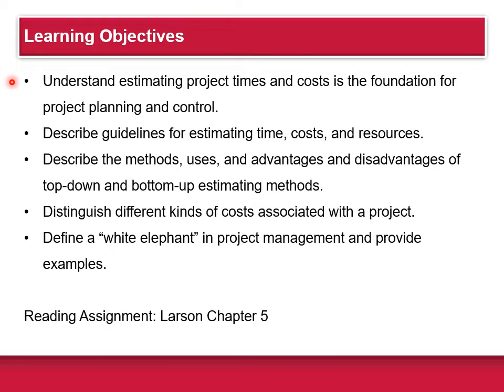Learning objectives for this module are to understand that estimating project times and costs is the foundation for project planning and control. We'll describe the guidelines for estimating time, cost, and resources. We'll describe the methods, uses, and advantages and disadvantages of both top-down and bottom-up estimating methods. We'll distinguish different kinds of costs associated with a project, and we'll define a white elephant in project management and provide examples. The reading assignment is Larson, Chapter 5.